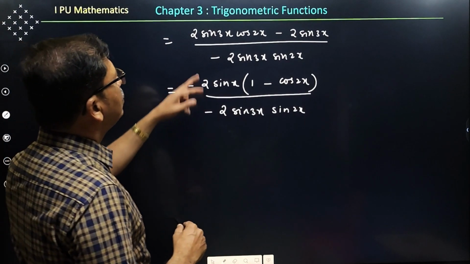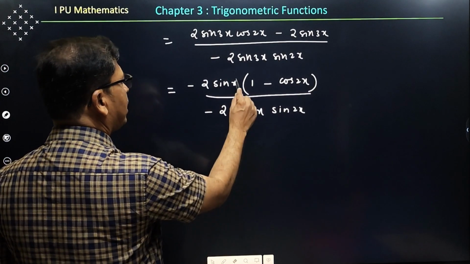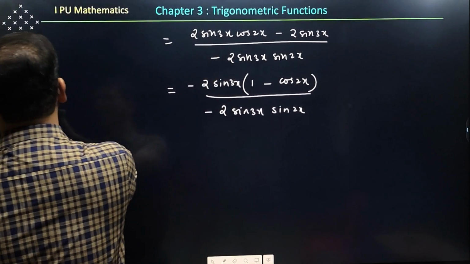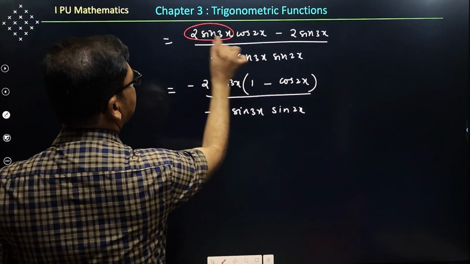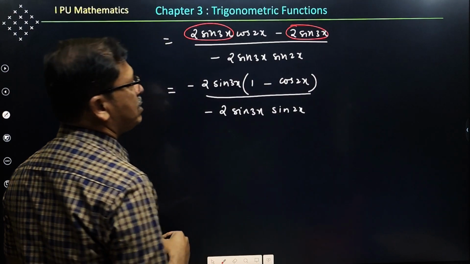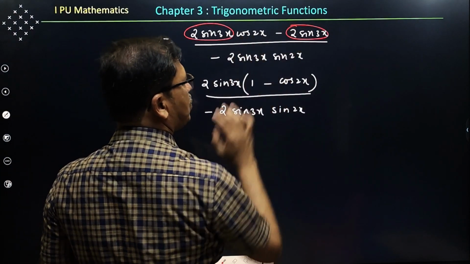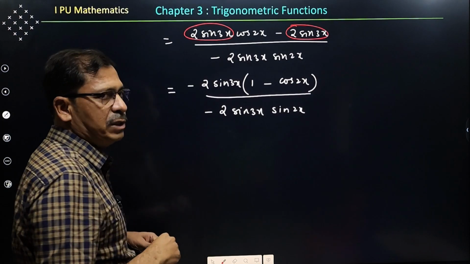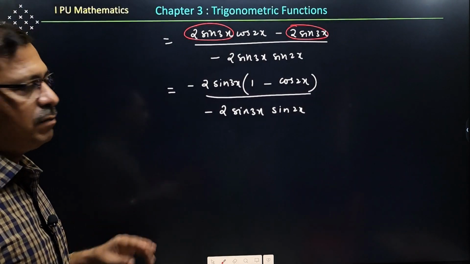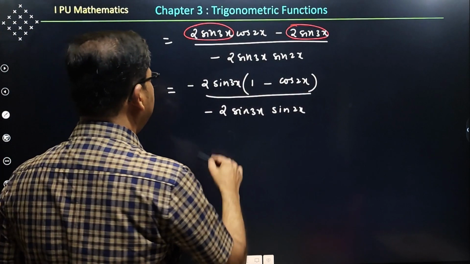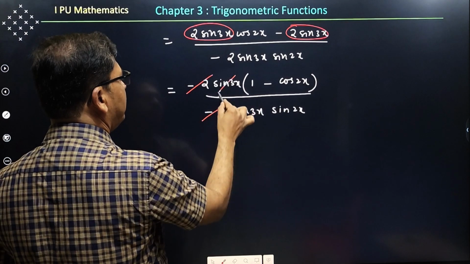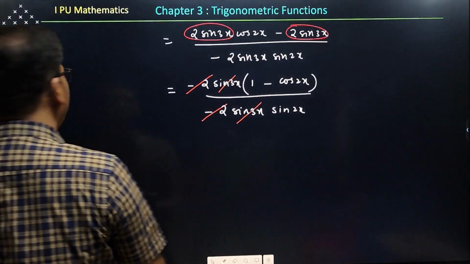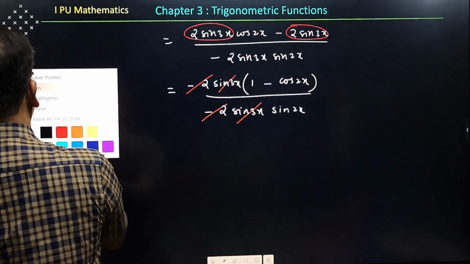What have you taken common? 2 sin 3x you have taken common. Carefully observe, 2 sin 3x is there, that I have taken outside. Cos 2x minus 1 remains. Instead of writing cos 2x minus 1, I have written 1 minus cos 2x because the minus sign is taken along with that. This is a very tricky step here. Now it is the time to eliminate minus 2 and minus 2, sin 3x and sin 3x.